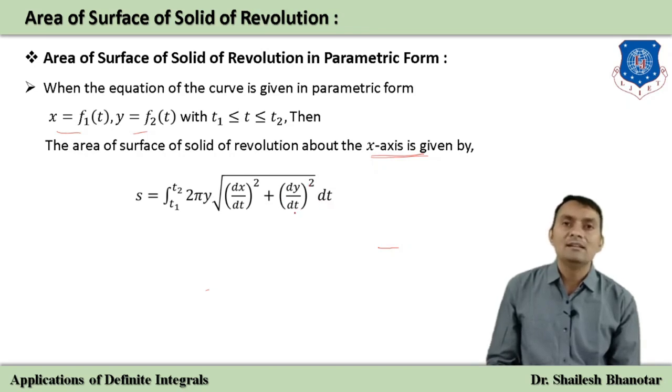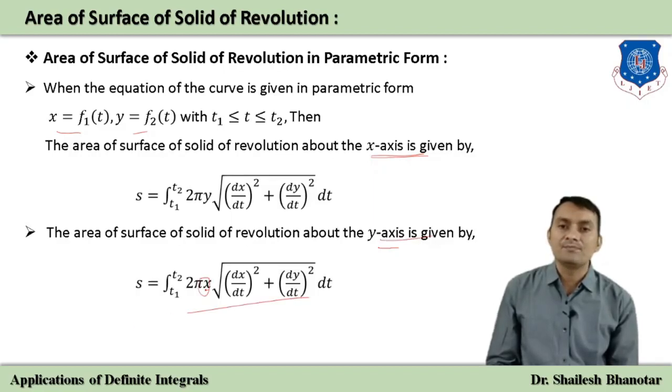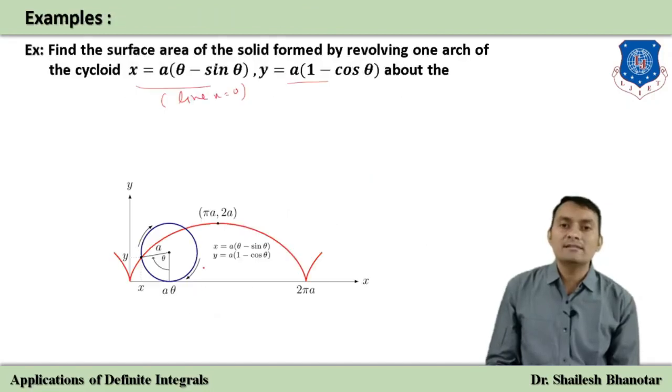But just keep in mind that when we revolve about the x-axis, the radius will be parallel to the y-axis, and therefore the formula is 2 pi y times the square root of (dx by dt) square plus (dy by dt) square, into dt. And the same when we rotate about the y-axis, the formula will be this one, and the radius will be x.